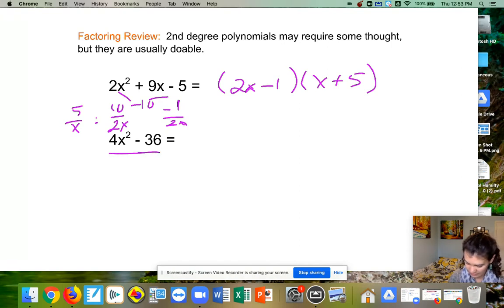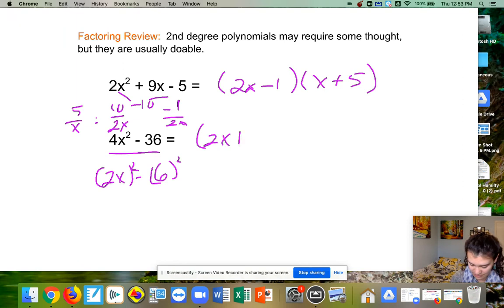This one, if you rewrite this, this is the same as 2x squared minus 6 squared. So it's the difference of perfect squares. So you'll get 2x plus 6, 2x minus 6 as your factored form.